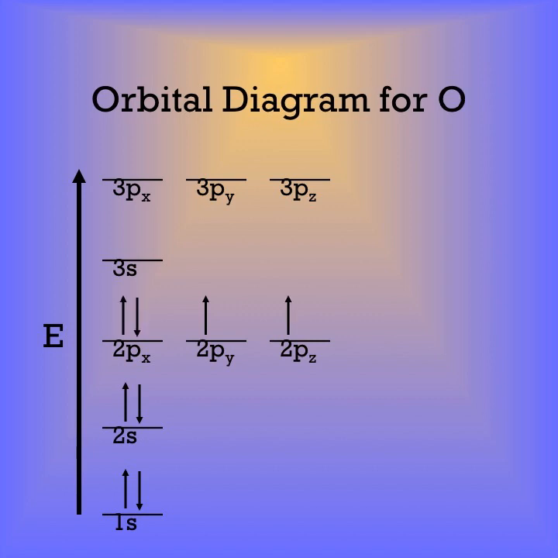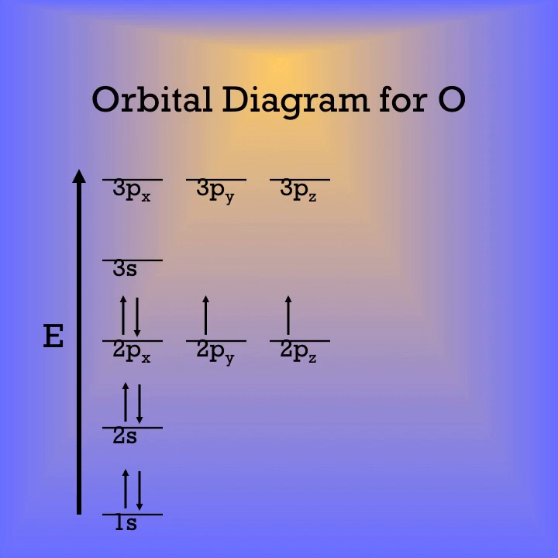The next one that I did is oxygen. It has 8 total electrons. So notice the first 2 went into 1s, the next 2 into 2s. Then we have 4 electrons remaining. If you didn't obey Hund's rule, you would have put 2 into 2px and 2 into 2py. But nope, how did I do it? 1 into 2px, 1 into 2py, and 1 into 2pz. And then the fourth one, back into 2px with an opposite spin.